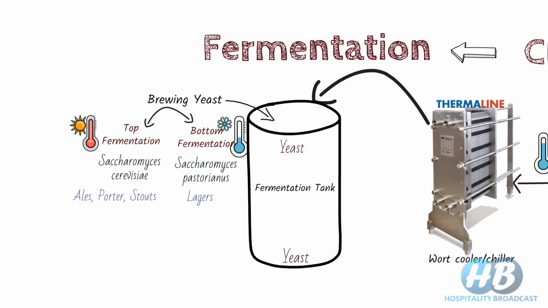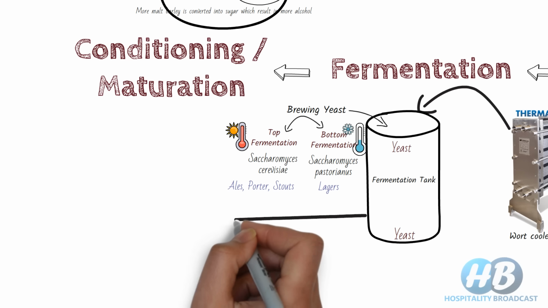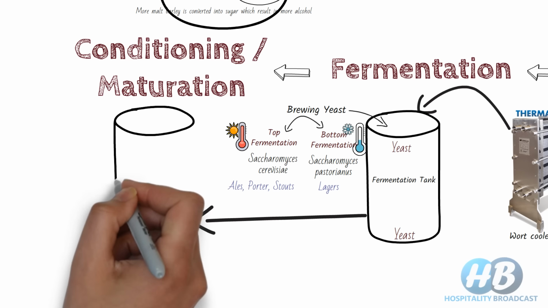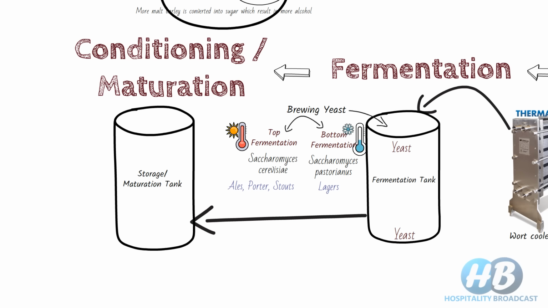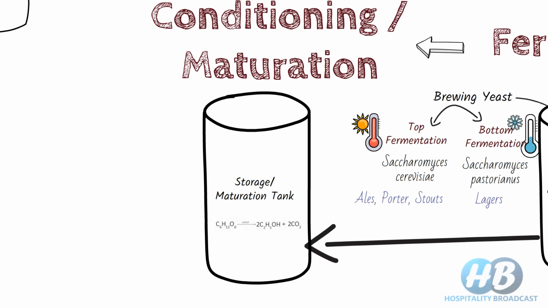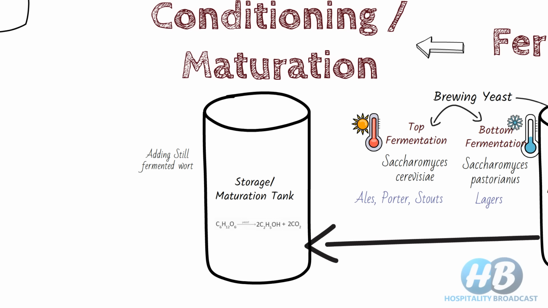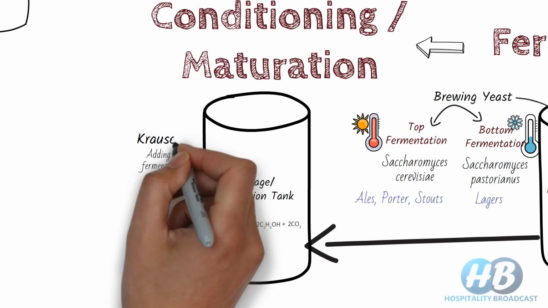Now once this fermentation process is completed, now is the time for conditioning or maturing. The fermented young beer is racked into storage tank and stored for several weeks to months at 0 to 2 degrees Celsius. Now during conditioning or maturation, secondary fermentation also takes place with remaining sugar and yeast. And some manufacturers also add still fermenting wort to kickstart or speed up the secondary fermentation. And this process of adding wort to kickstart secondary fermentation is known as krausening.